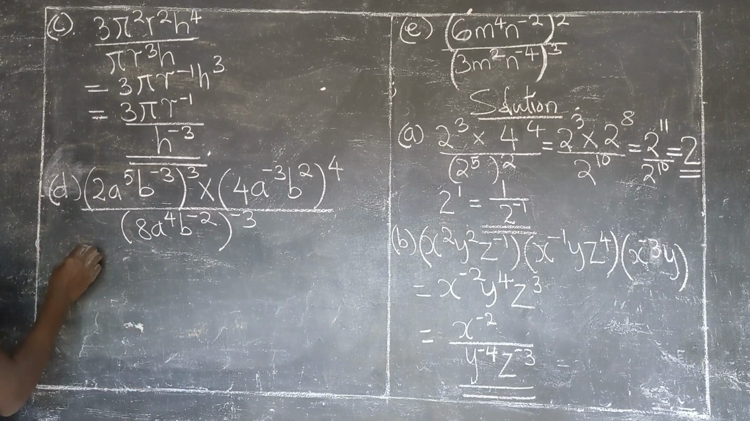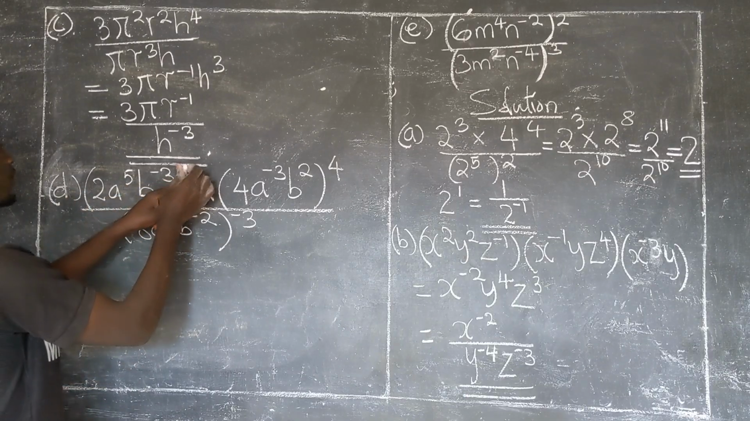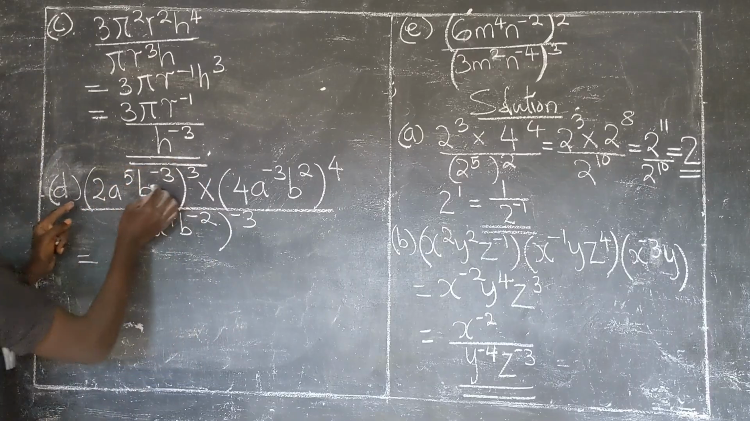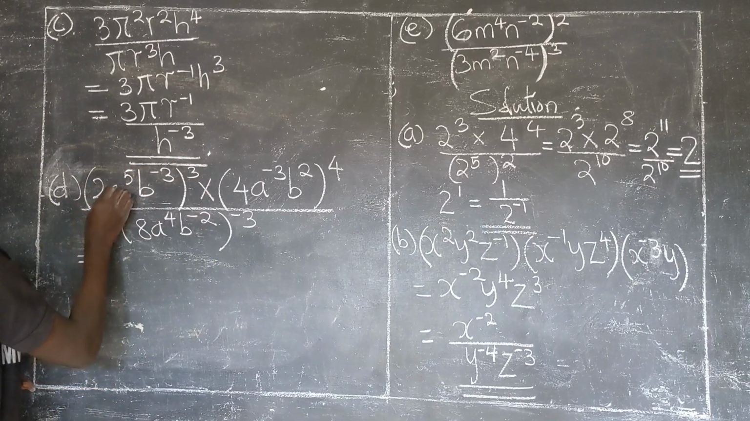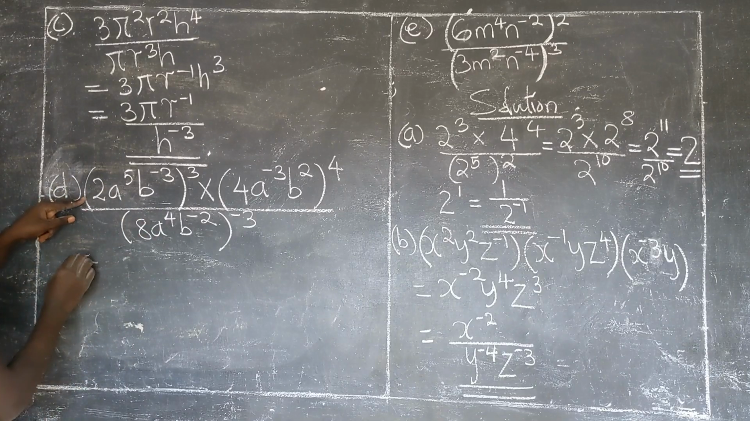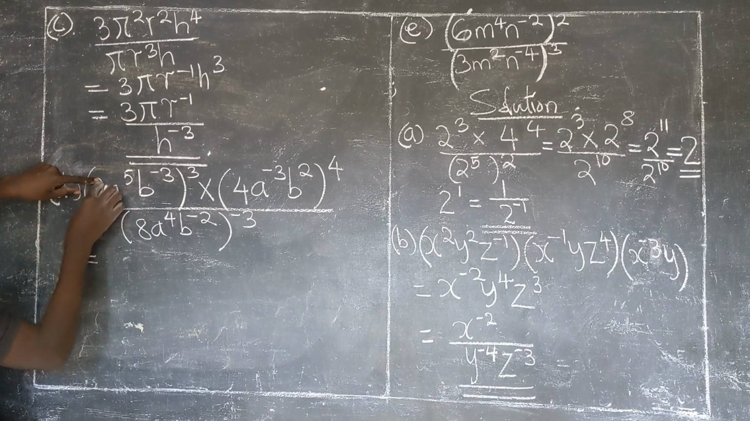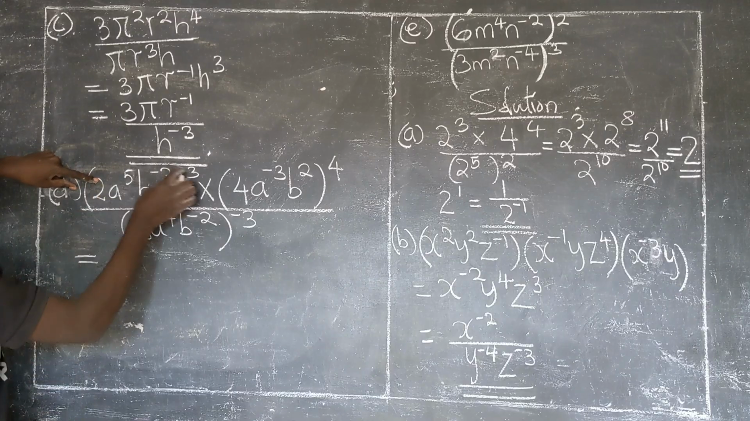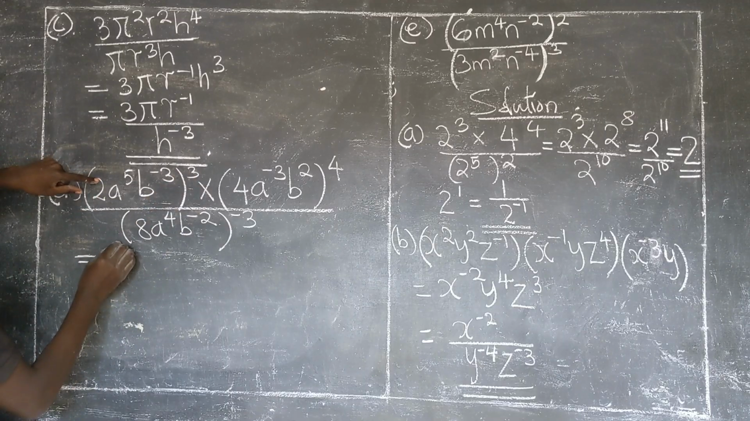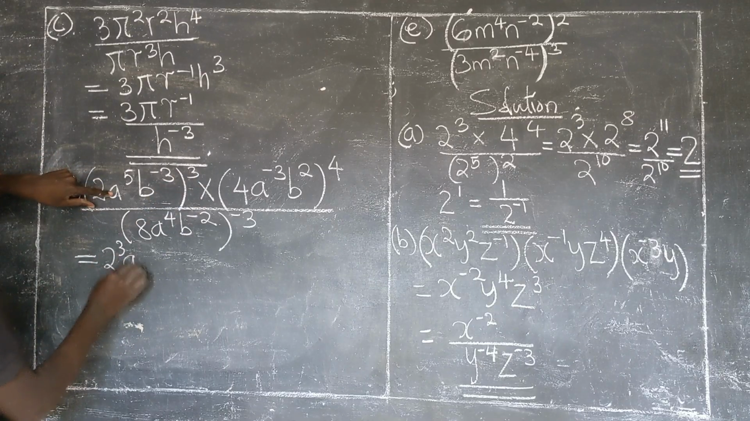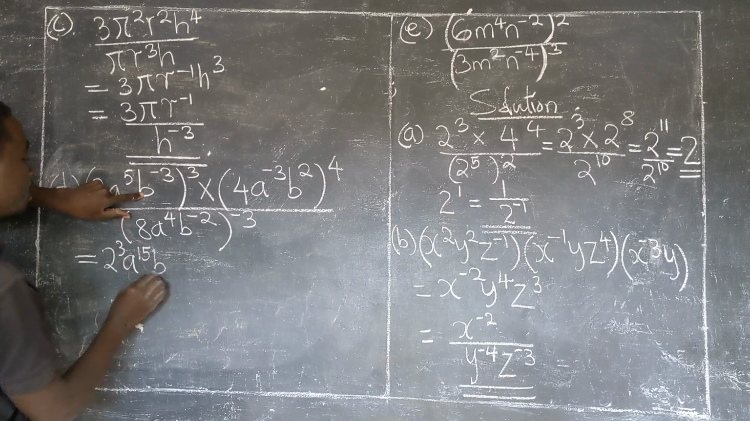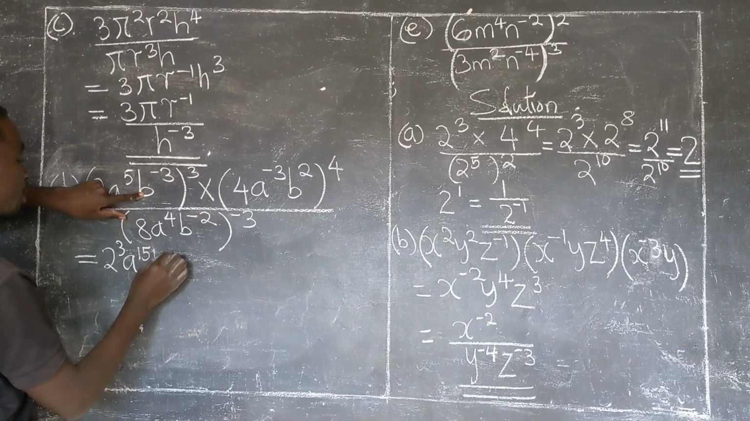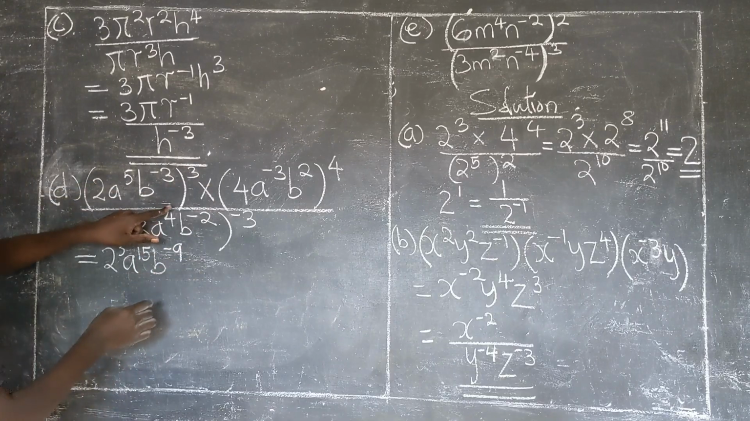Now, this is going to be equal to, here we have these exponents outside the brackets. It means that these exponents should be multiplied to each item within a bracket. Now this 3 is going to be applied to the 2, so it will be 2 raised to 3. A raised to 5, 5 times 3 becomes 15, now A raised to 15. B to negative 3 times 3 is negative 9, B raised to negative 9.